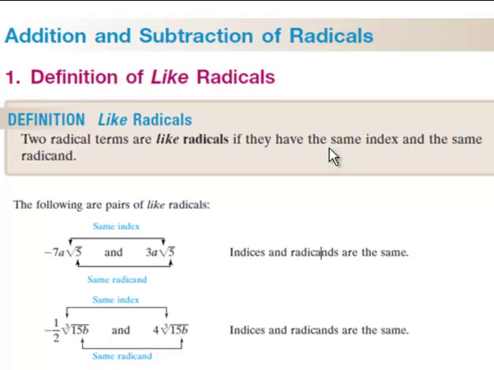So two radical terms are like radicals if they have two conditions. The same index, which is like square root or cube root or fourth root, and the same radicand, and that's the number underneath.